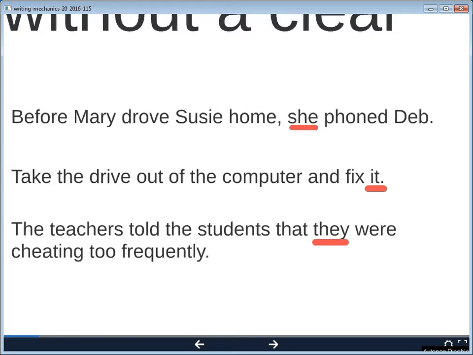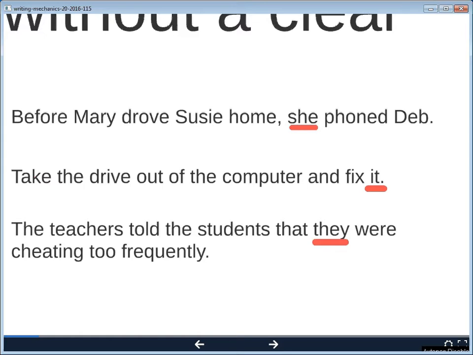So we could fix all of these cases by simply using whichever noun we actually are referring to, replacing the pronoun with the antecedent. If we're talking about Mary in the first sentence, we could say, before Mary drove Susie home, Mary phoned Deb. We could say, take the drive out of the computer and fix the computer, or fix the drive, whichever one we're talking about. The teachers told the students that the students were cheating too frequently.